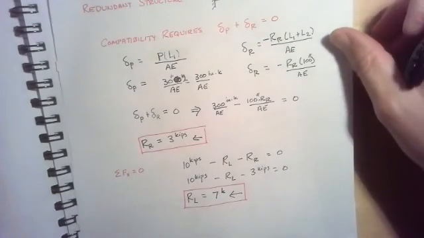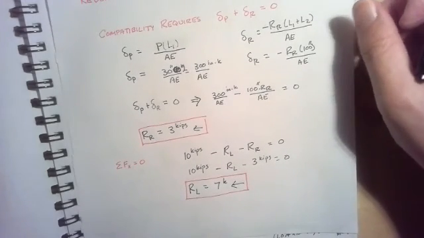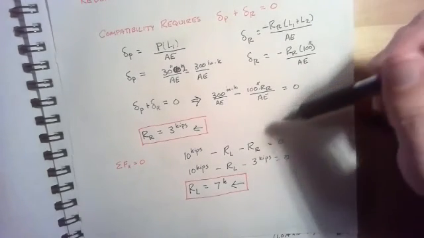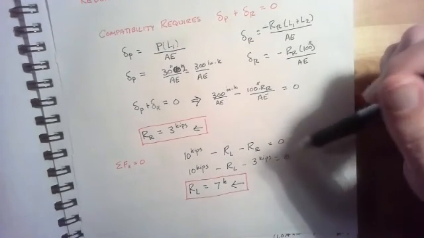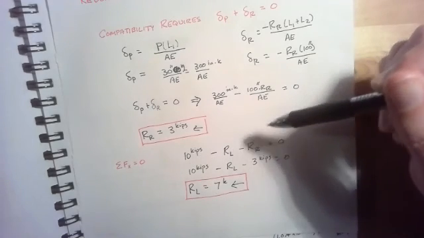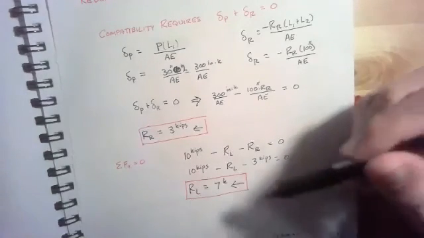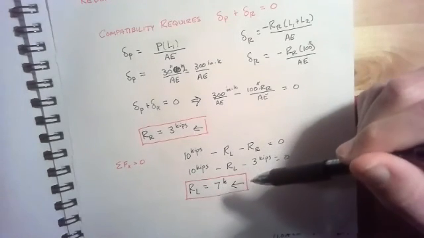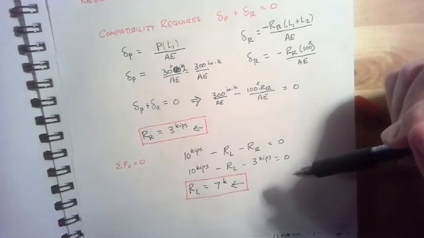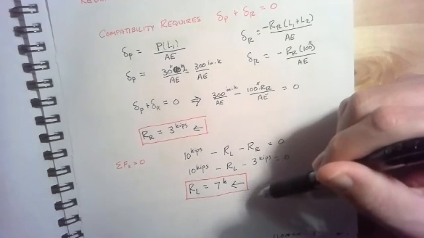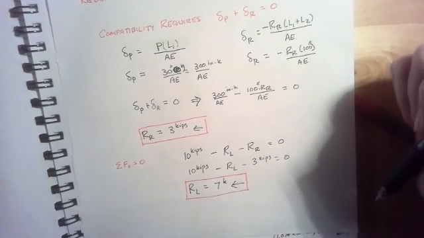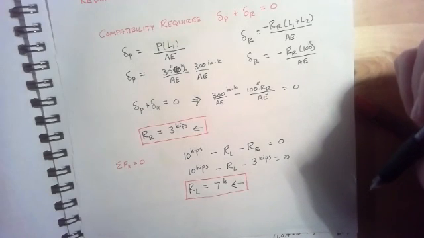Then when I consider the summation of forces in the x direction equal to 0, the equilibrium condition, I would have 10 kips minus the left reaction minus the right reaction equals 0. That gives me 10 kips minus the left reaction minus 3 kips equals 0. And when I solve for the left reaction, it is 7 kips to the left. That's all for video lesson 10.